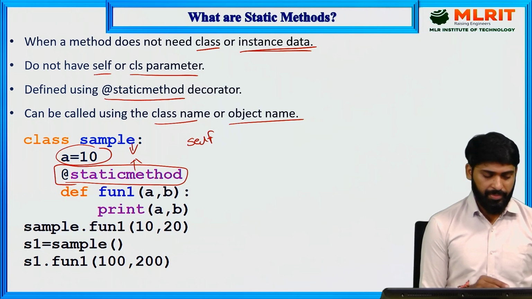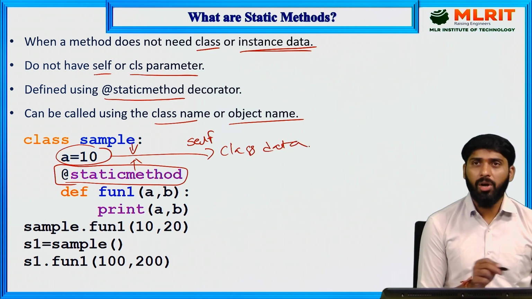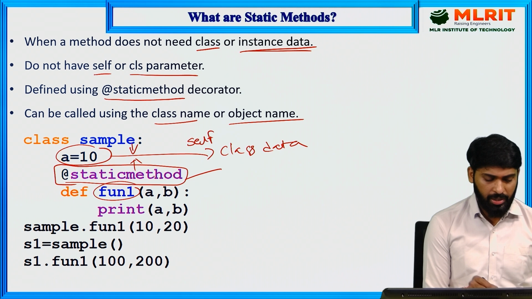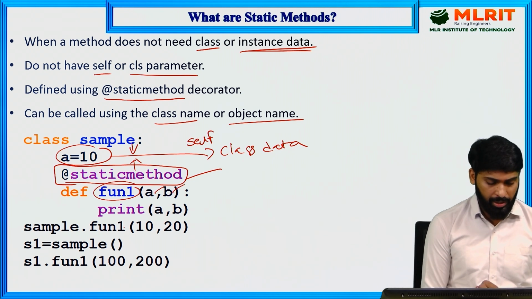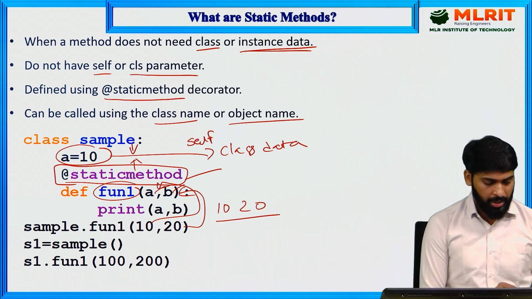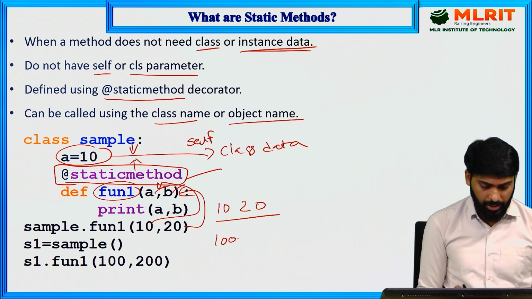Class Sample, A equals 10. Now this A is class data, common to all the methods. I am using the staticmethod decorator here. Function1 is now a static method, taking A, B and printing A, B. Now Sample.function1(10, 20): 10 is A, 20 is B, and the output is 10, 20. Then s1 equals Sample(), and s1.function1(100, 200) prints 100, 200.